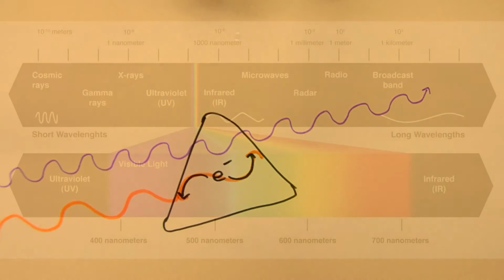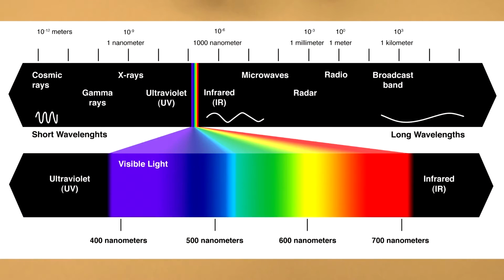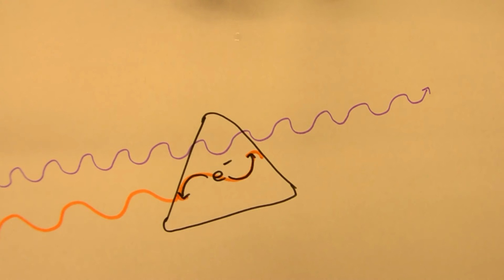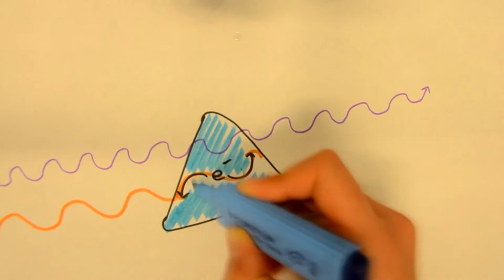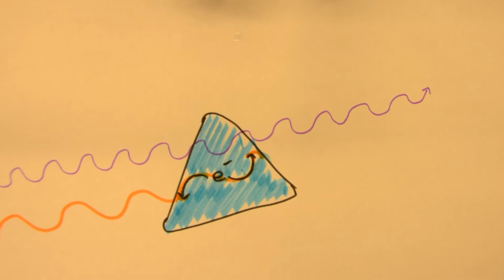Remember that visible light has wavelengths from 390 nanometers going up to 700 nanometers. Nanoparticles will absorb any waves which have a matching wavelength to their electron cloud oscillations. So what that means is the wavelength absorbed determines the color that we perceive.